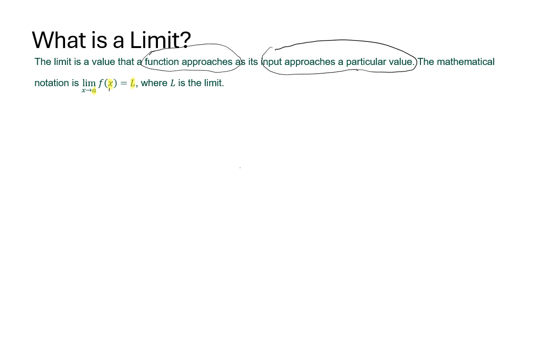So let's look at an example. In this example, we have the limit of the function x squared plus 4 as x approaches 2. Here we can see our function f of x is x squared plus 4. Now we look at the values that approach 2. So we say our input x is approaching 2.